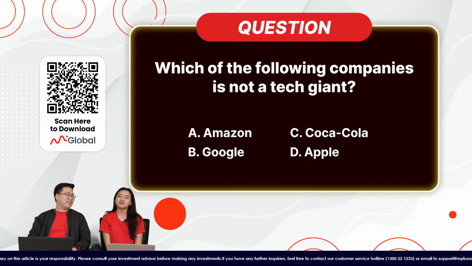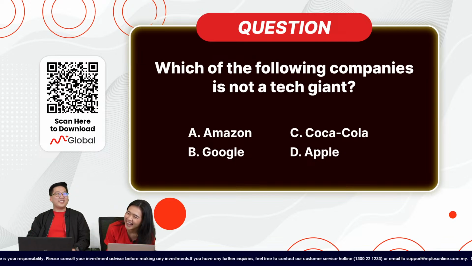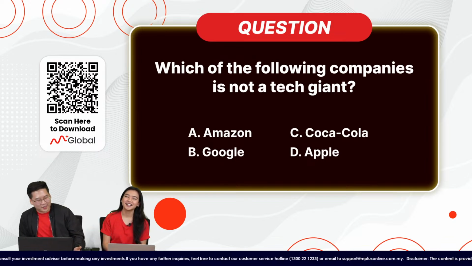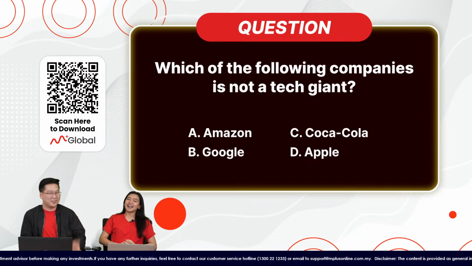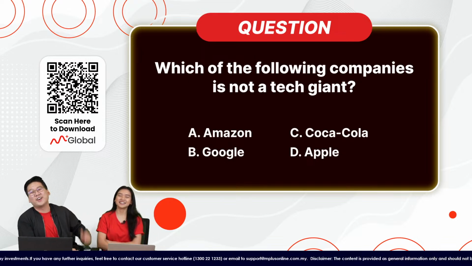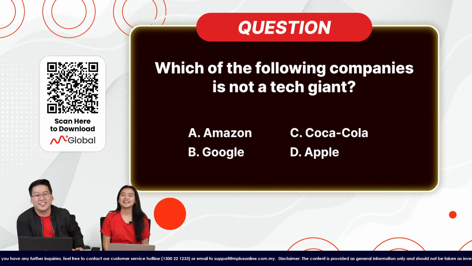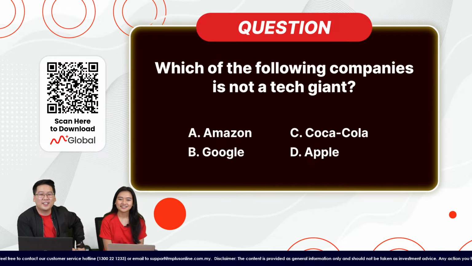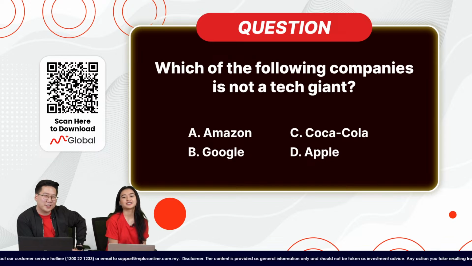I mean, Apple is a fruit, but no. Unless Coca-Cola suddenly put AIs in all their drinks, I don't think Coca-Cola is a tech company. So thank you guys. Yes, the correct answer is C. Of course it's Coca-Cola. So let's move on to our next question.